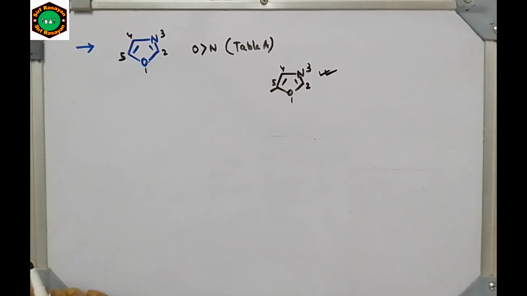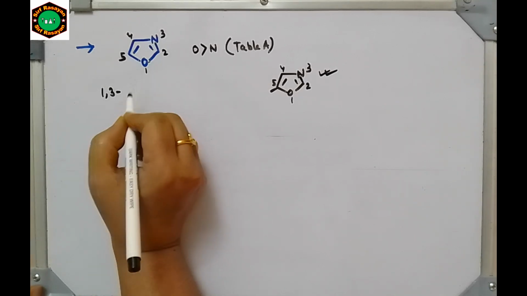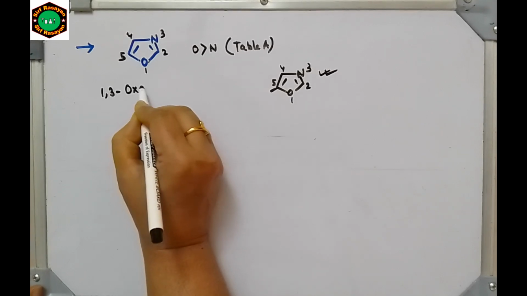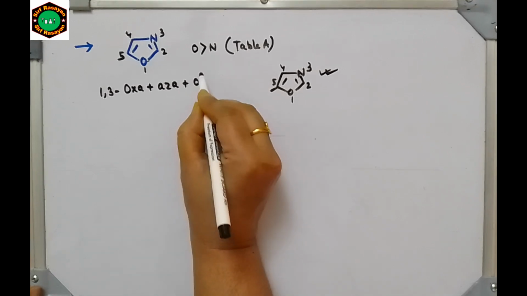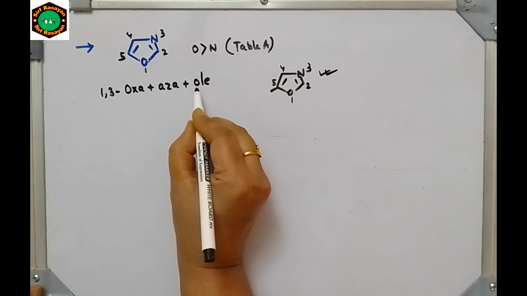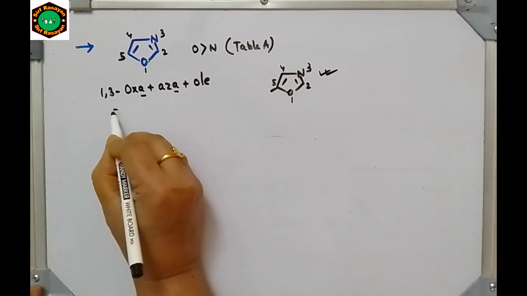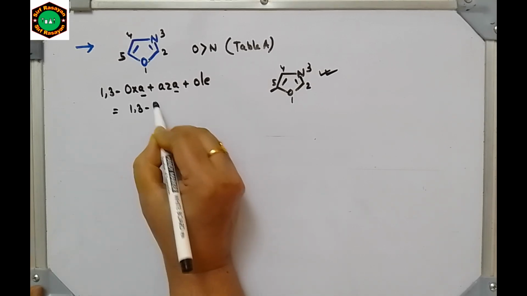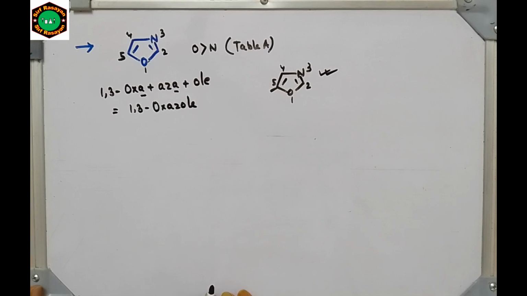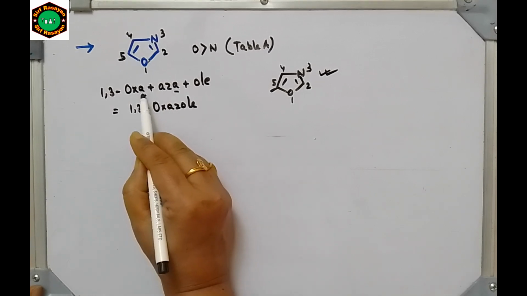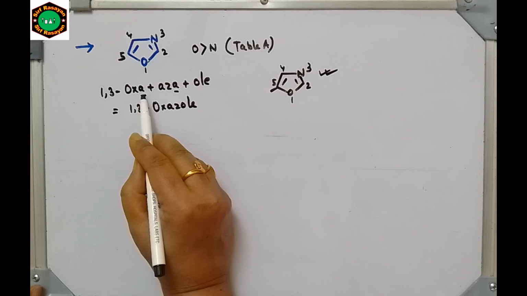Now what's the name of this compound? At 1 and 3 positions, heteroatoms are there. So oxygen means oxa, plus aza, plus 5-membered unsaturated ring means ole. This is a vowel, so that A we have to drop. So it is coming 1,3-oxazole, means oxazole. Since it is starting with a vowel, that's why we are dropping this A. If this one is not starting with a vowel, then we don't need to drop this A.